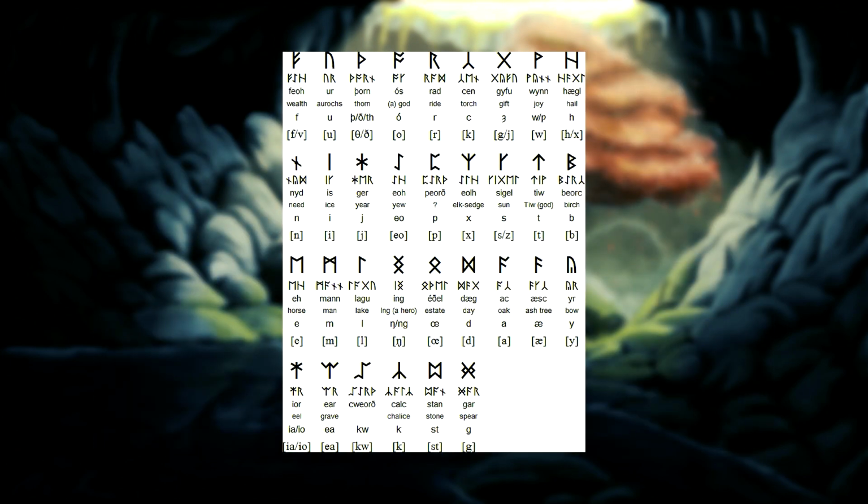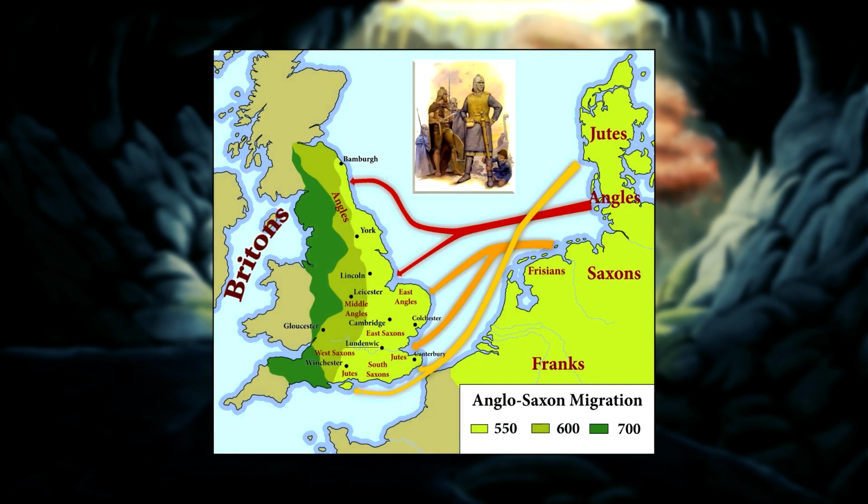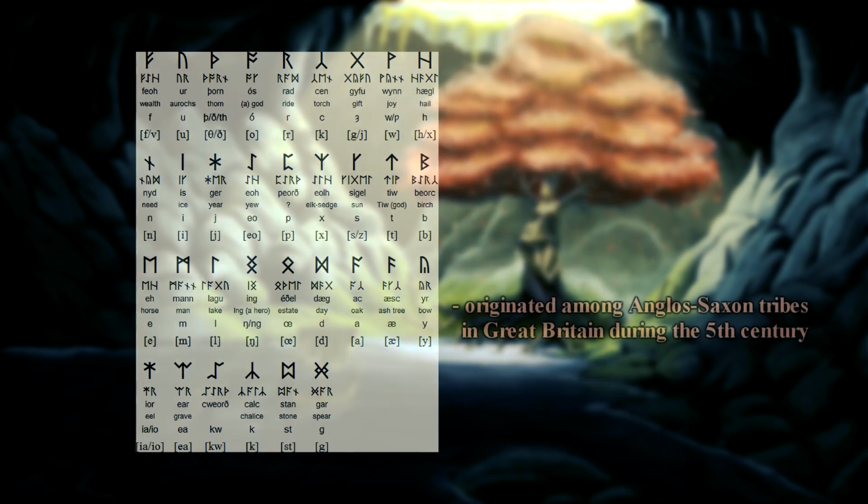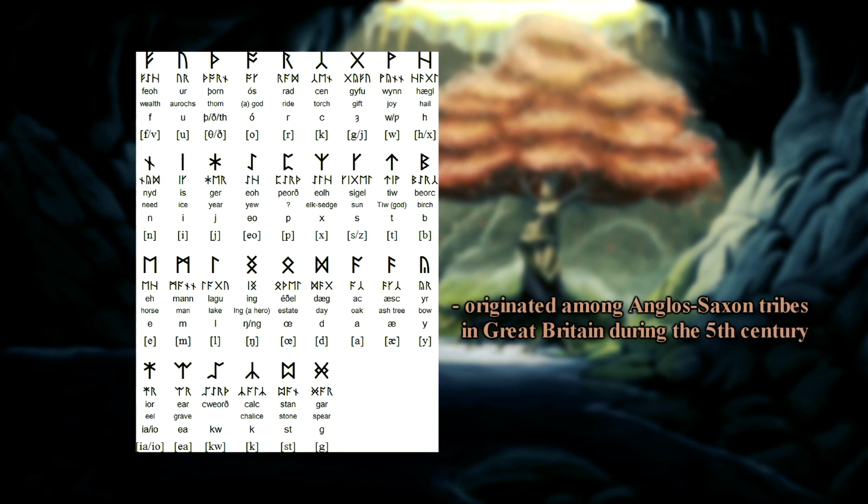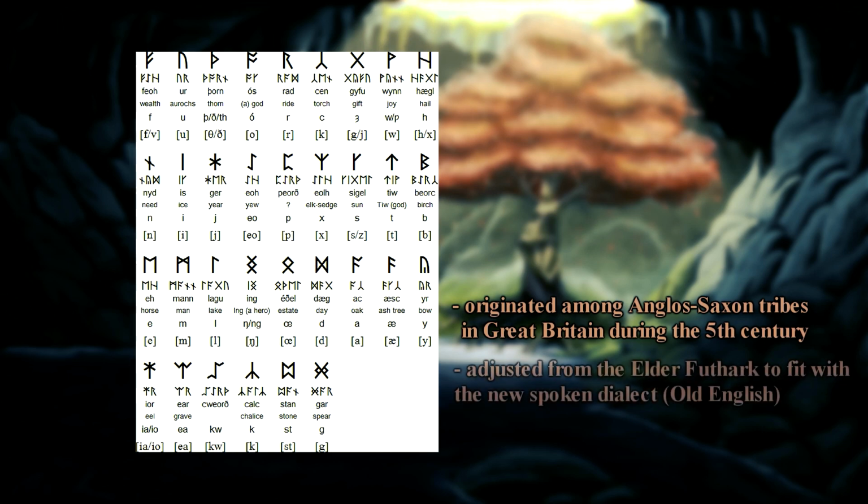The Anglo-Saxon futhark, as the name suggests, was a runic alphabet used by the Anglo-Saxon tribes that settled on the island of Great Britain. The Anglo and Saxon tribes that came from the mainland during the 5th century brought the Elder Futhark with them, and in time modified it to better fit with the new spoken dialect of the Anglo-Saxons, the Old English. To accommodate for the changes in pronunciation and sound of the new language, some runes of the Elder Futhark were not only adjusted, but several new letters were added, leaving the Anglo-Saxon futhark with 33 letters in total.